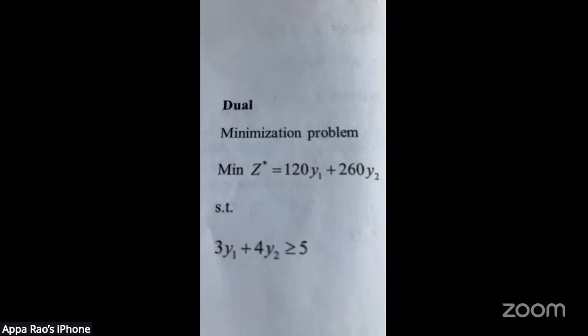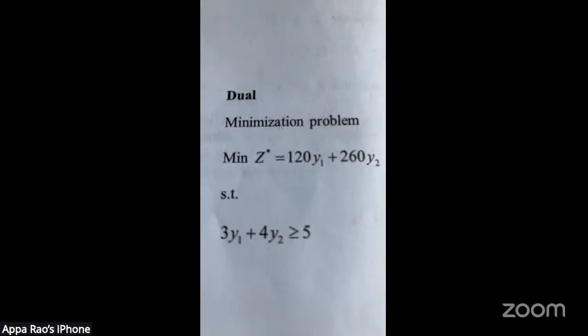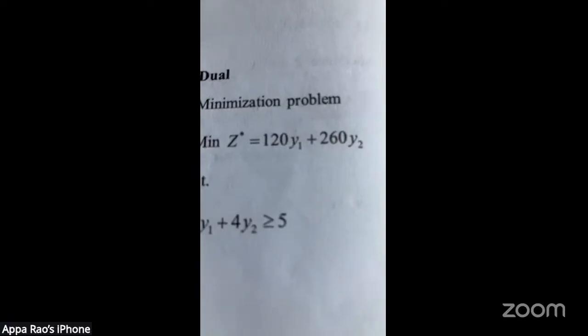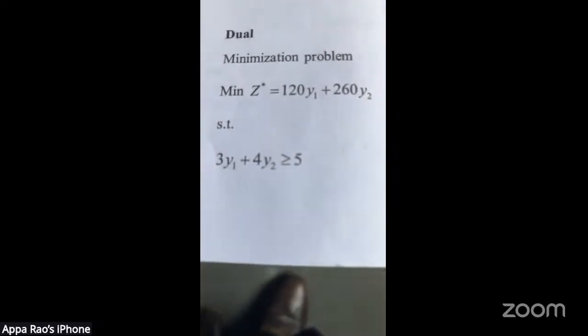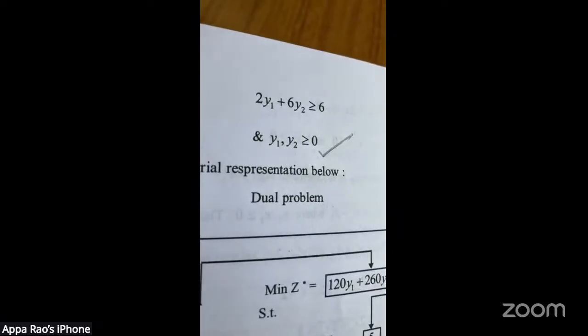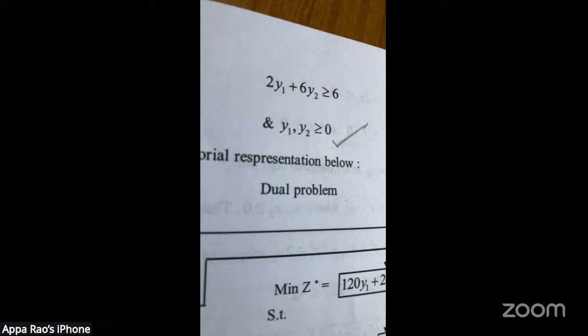The dual is a minimization problem. Min z star equals 120y1 plus 260y2, subject to 3y1 plus 4y2 greater than or equal to 5, and 2y1 plus 6y2 greater than or equal to 6, and y1, y2 greater than or equal to 0.